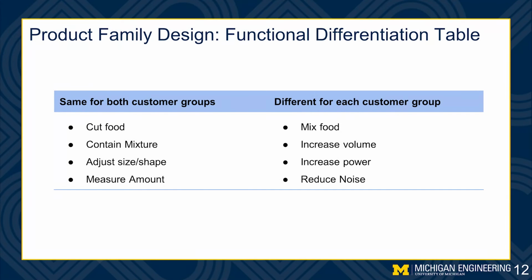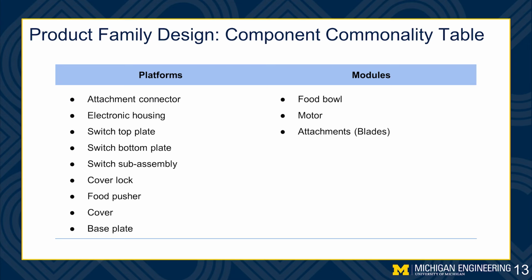For function differentiation, we found that for our customers, the functions of cutting food, containing mixtures, size or shape adjustment, and measuring are the most commonly needed. However, some other customers may be looking for food processors that can mix food, maybe with a larger volume or better power, or just less noisy than other products. As for component commonality, we have broken down the different functions into modules that we can actually change for product family design. They are the food bowl, motor, and attachments, the blades to be specific.